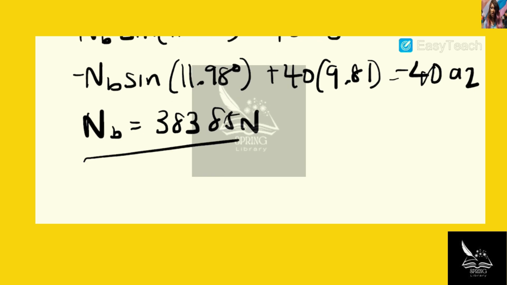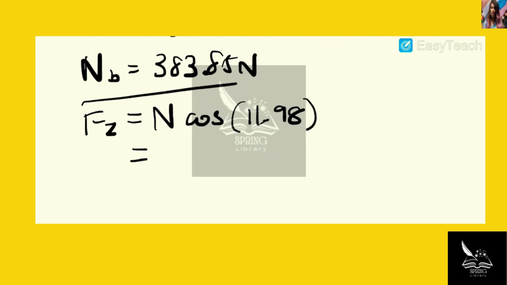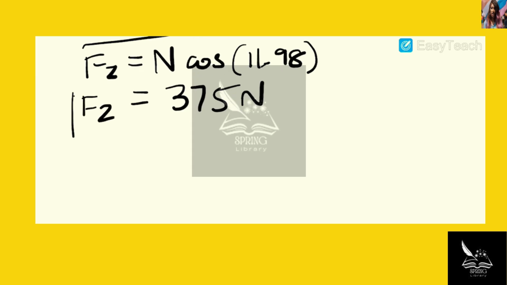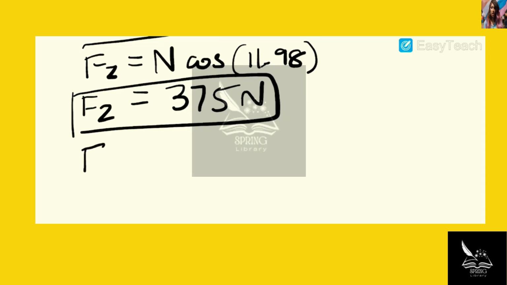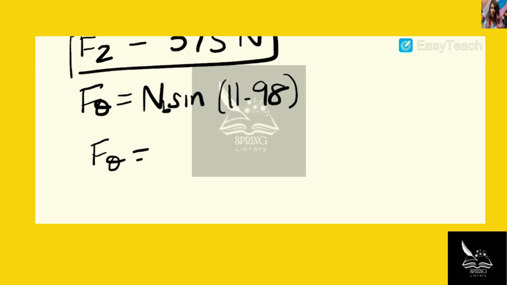Using this piece of information, we can go ahead and solve for the F_z and F theta forces. F_z is equal to N_B times cosine of 11.98. This gives us an F_z equal to 375 newtons. So that's another part of our answer. We can also solve for F theta, because F theta is just going to be equal to N_B times sine of 11.98. And this gives us an F theta equal to 79.7 newtons. And that's the last part of our answer.